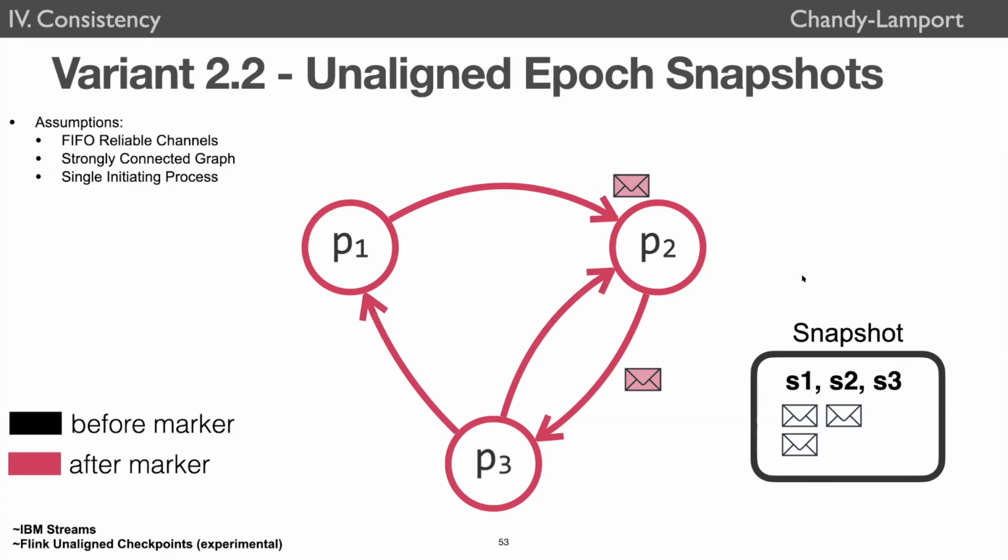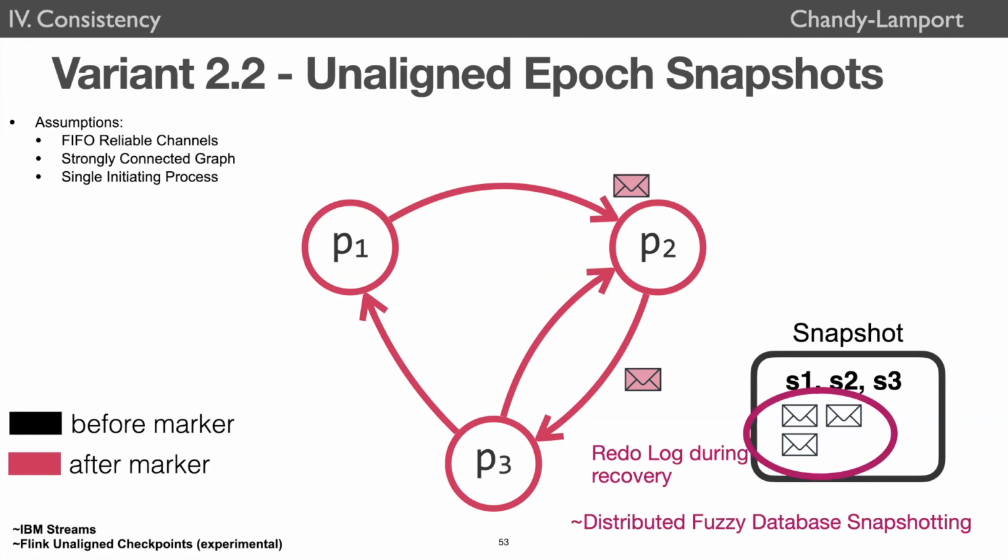And we have this snapshot here. An easy way to think of this approach for database experts is basically that this is equivalent to a fuzzy distributed database snapshot, where states correspond to the actual records that are synced to disk, and messages that you see here correspond to the redo log used upon recovery. So we always have to replay these events when we recover or reconfigure, or whenever we restore the state from that snapshot.